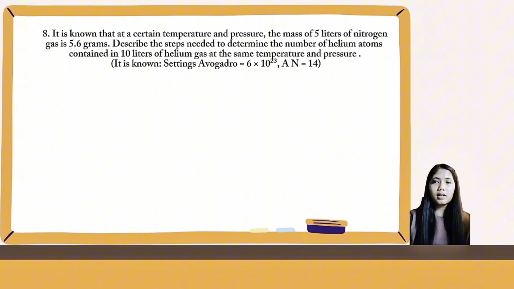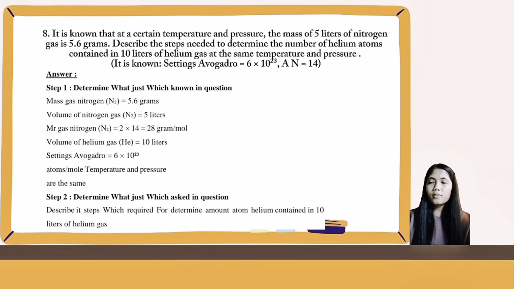Next question: describe the steps needed to determine the number of helium atoms contained in 10 liters of helium gas at the same temperature and pressure. Given Avogadro's number is 6 times 10 to the power 23 and Ar N is 14. Answer: step 1. Determine what gas is in question.